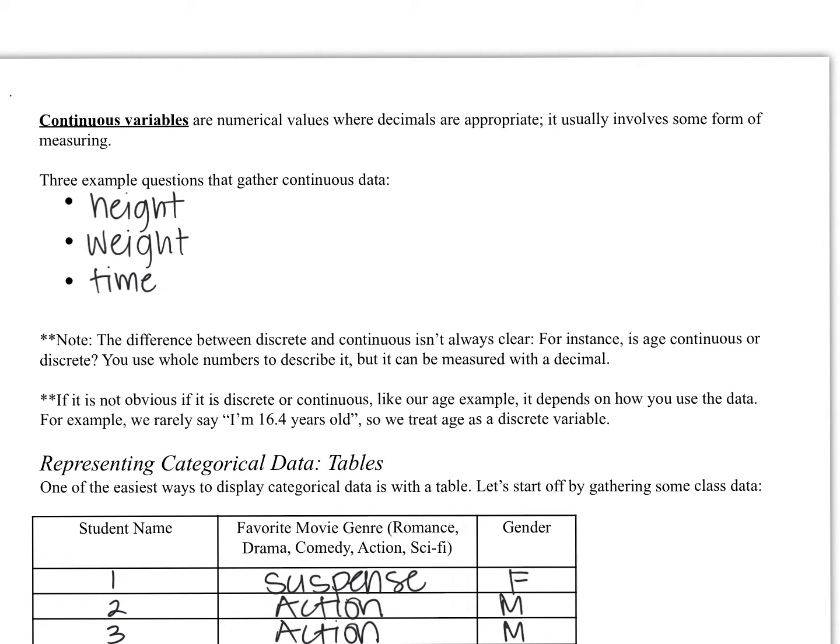So if I'm just saying to someone my age, I'm not going to use a decimal. I'm not going to say I'm 16.4. So in that case, we would treat age as a discrete variable. But if I were given a list of people's ages and wanted to find the average, my average could come out as a decimal, and that would make sense in that instance. So when we're collecting age, we typically don't use a decimal. But if we're describing a data set about age, we might.